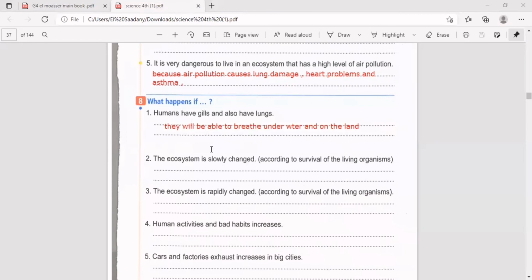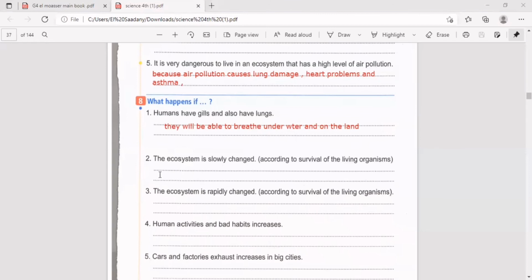The second question: what happens if the ecosystem slowly changes, according to the survival of living organisms? What will happen to the survival of living organisms? Will they live? Will they die? If the ecosystem is changing slowly, what happens? Do you remember, guys, when we said that when the ecosystem changes slowly, this gives the living organisms a chance to adapt, correct?